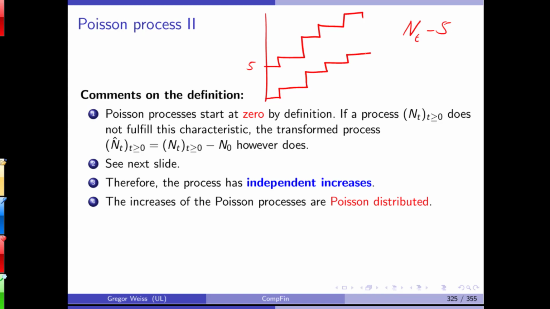And the same. So this is quite easily fulfilled. Right continues, see next slide. And we have independent Poisson distributed increments or increases.